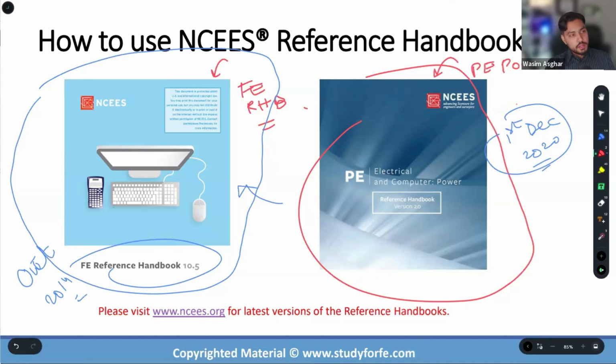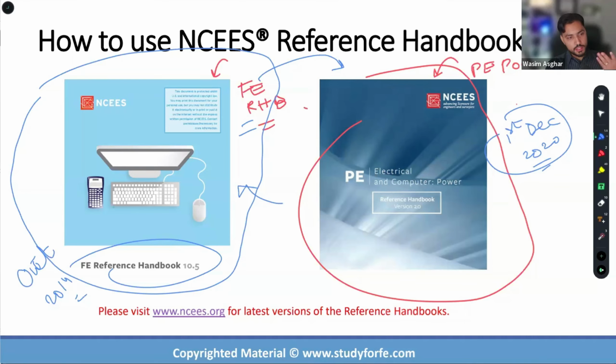But there is a legacy effect in terms of the PE Power exam. Why? Because the nature of the PE Power exam focuses more on depth versus breadth. So if you solely rely on the reference handbook, for FE Electrical, the reference handbook is pretty decent. But when you use that approach towards preparation or even the exam day strategy, then you may be disappointed because the very first topic in the PE Power exam preparation is instrument transformers.